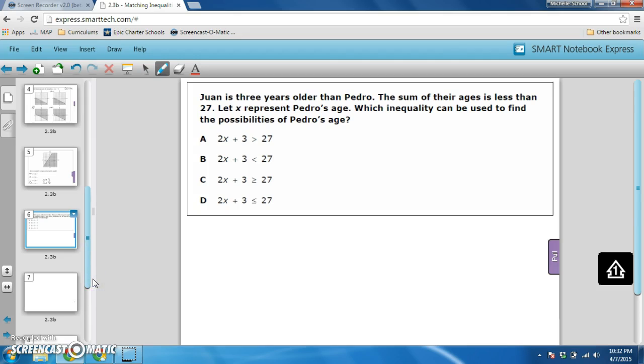It says Juan is 3 years older than Pedro. The sum of their ages is less than 27. Which inequality can be used to find the possibilities of Pedro's age? They all have the same equation, that Juan is 3 years older than Pedro, and the sum of their ages is that. So it says the sum of their ages is less than 27. That's the key there. So it's actually pretty easy. It's got to be B. It's the only one that has the less than symbol.